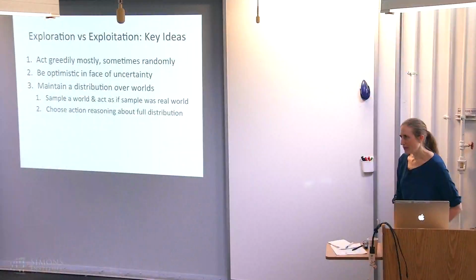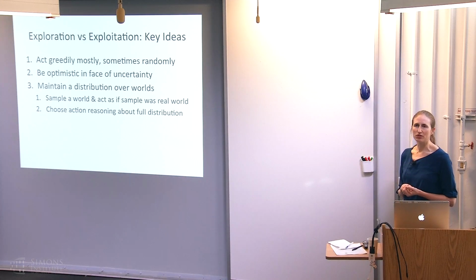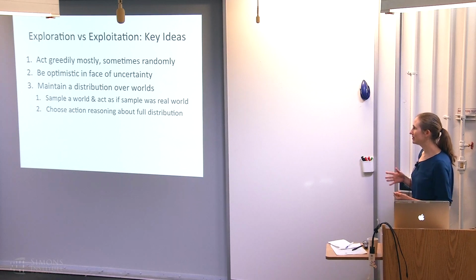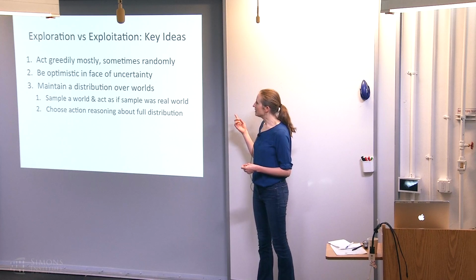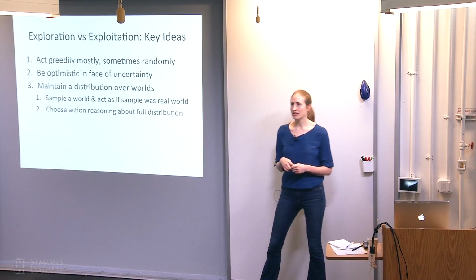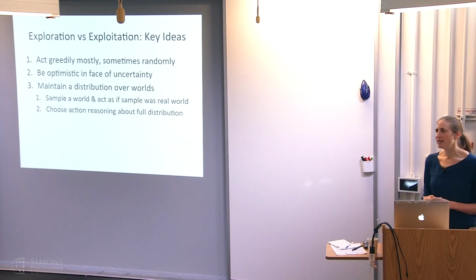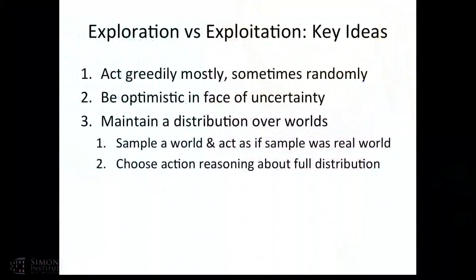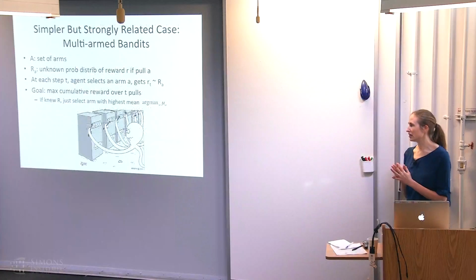So if I had to summarize some of the key ideas in how we should balance exploration versus exploitation, it would come down to the following 4 ideas. You can act greedily mostly, sometimes randomly. You can be optimistic in the face of uncertainty, or we can be Bayesian. At a high level, this summarizes a number of the main approaches. And to explain them, I'm going to first go to a simpler model, which I think illustrates these ideas nicely, which is a multi-armed bandit. So raise your hand if you're familiar with multi-armed bandits. Okay, so most people are, right? So I'll go through this quickly.